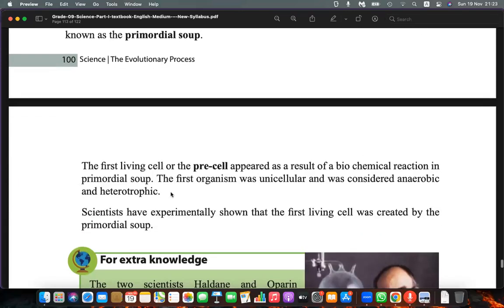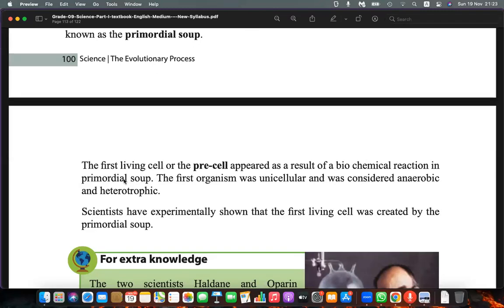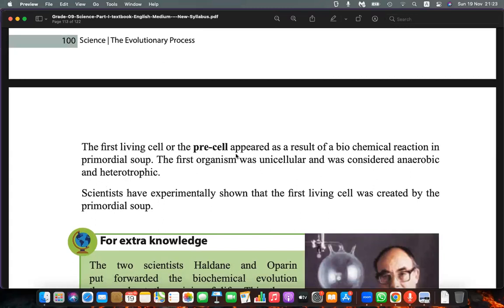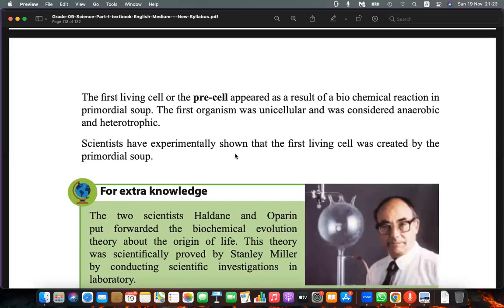Then the first living cell, or the pre-cell, appeared as a result of biochemical reactions in the primordial soup. A biochemical reaction occurred in the primordial soup, and the first cell, a unicellular organism, formed. It is believed that the first cell, or living part, formed this way. Scientists have experimentally shown that the first living cell was created by the primordial soup.